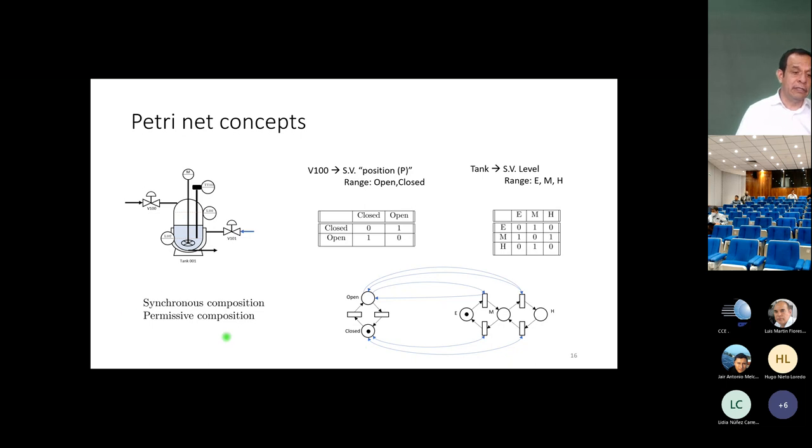Then, using these operators or operations, I will build a monolithic model for this system. In the synchronous composition, the transitions representing the same activity are merged into a single one. And in the permissive composition, for example, in this transition, I can move from the empty state to the medium state only if the valve is open. So I need to put these two arcs. It is the same for the other transitions. In this case I also have two arcs, but when I draw one arc and then put the other, this other arc overlaps the previous one, so it seems like one arc, but there are two arcs there.